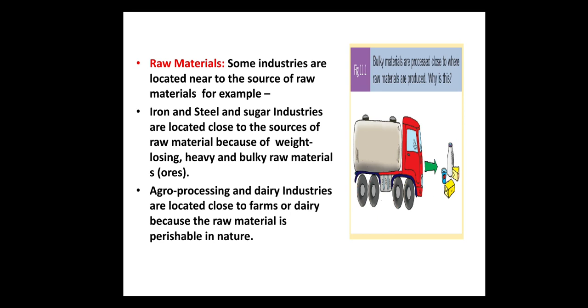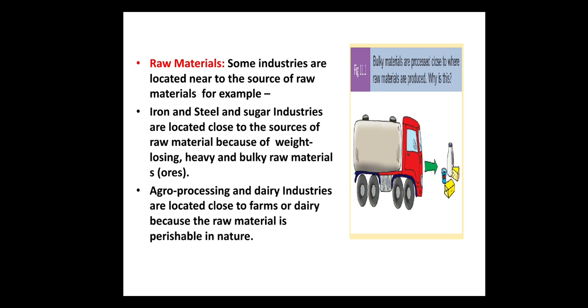And the sugar industry: in order to convert sugarcane to sugar, we have to crush the sugarcane within 24 hours in order to get better sugar. Another thing is that sugarcane is weight losing and perishable. Because of that, most of the iron and steel and sugar industries are located near the source of raw material.